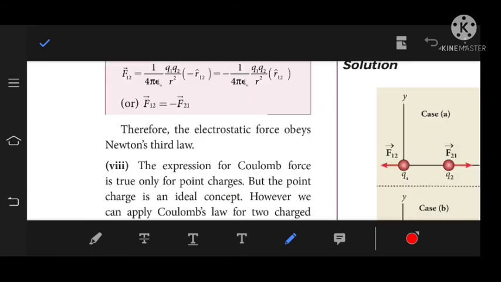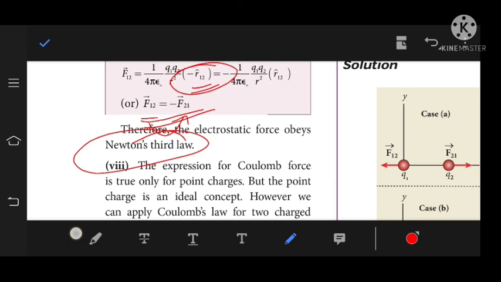Then F12 vector is equal to 1 by 4 pi epsilon naught Q1 Q2 by R square. Here in the above expression we have R21 cap. R21 is equal to what? Minus R12. So here we substitute minus R12. Then taking the minus sign out, we get the relation F12 vector is equal to minus F21 vector. Therefore electrostatic force obeys Newton's third law. Every force has its equal and opposite force. Hence proved.